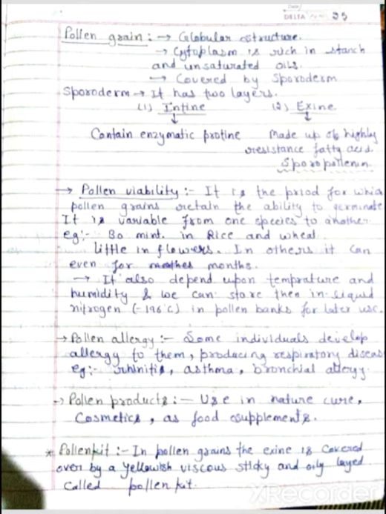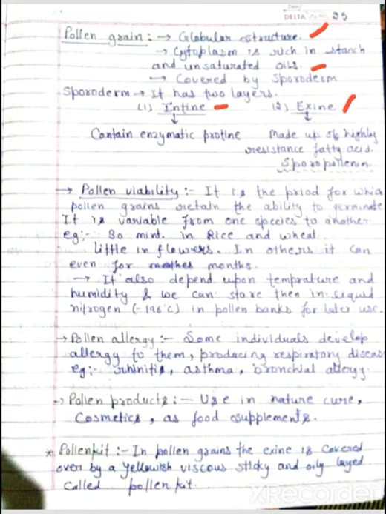First of all, pollen grains are globular in structure. Cytoplasm is rich in starch and unsaturated oils, that's why it is very nutritive. Next, the pollen grain is covered by a sporoderm layer. What is sporoderm? It has two layers, that is intine and exine. Intine contains enzymatic protein and exine is made up of a highly resistant fatty acid, that is sporopollenin.